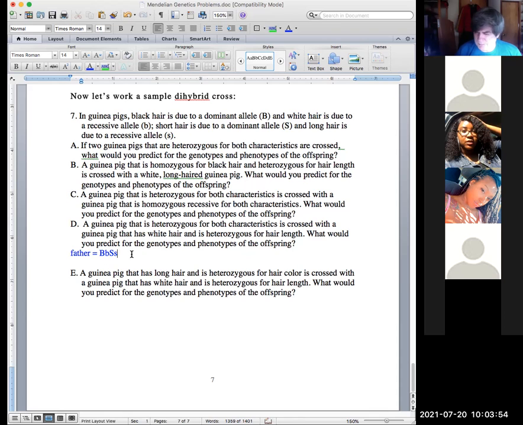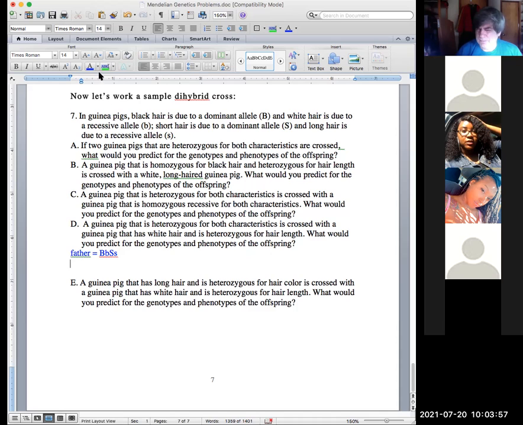Now, what's the mother's genotype? Well, the mother's genotype, it tells us that she has white hair. So up above, white hair is recessive, so she's little b, little b, but she's heterozygous for hair length, so she's big S, little s. So let's be a little more specific here.